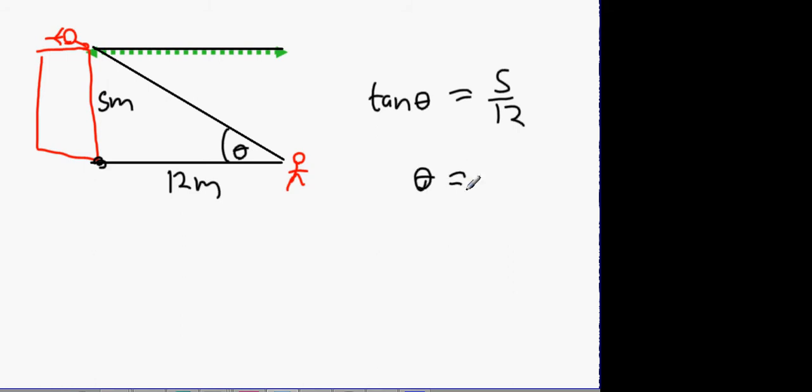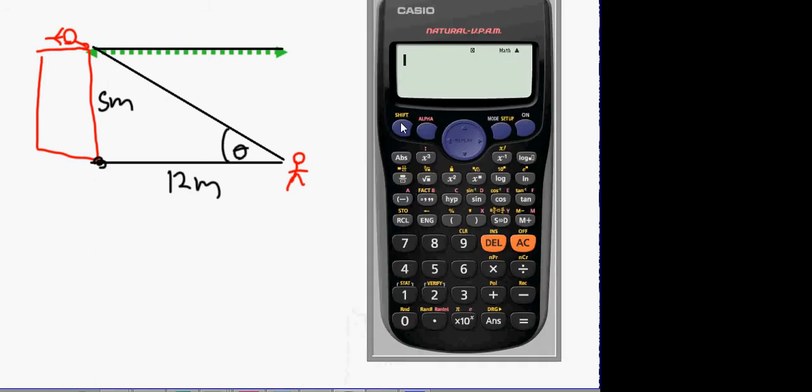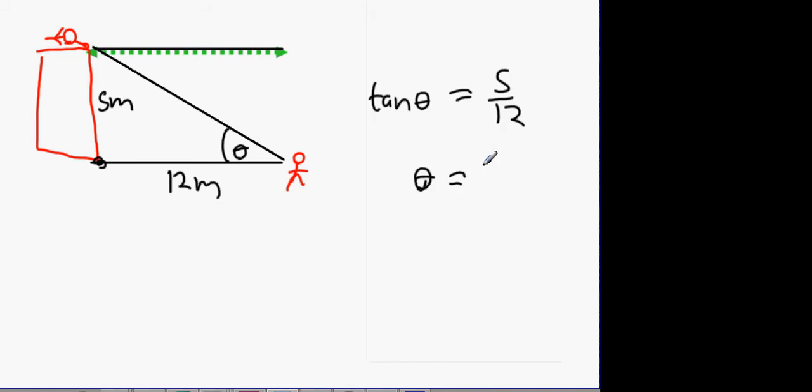What can you tell me about theta then? You can find out what it is, can't you? Tan inverse 5 divided by 12. And what do we get? 22.6, rounded off to one decimal. Now, this here is an angle of elevation. Do you got it? 22.6 degrees up.